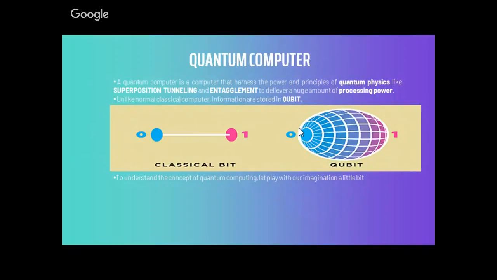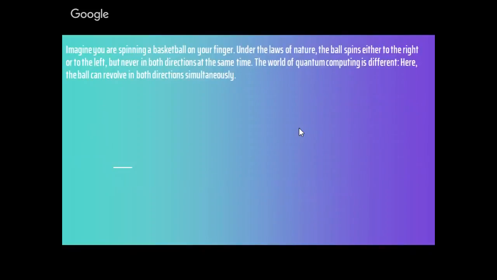To understand the concept of quantum computing, let's play with our imagination a little bit. Imagine you are spinning a basketball on your finger. Either you spin left or right, right? Under the laws of nature, the ball spins either to the right or to the left, but never in both directions at the same time. The world of quantum computing is different. Here, the ball can revolve in both directions simultaneously, at the same time.